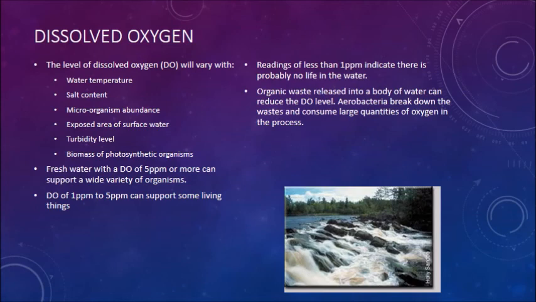And we're going to talk about this in a minute, but organic waste released into a body of water can reduce the dissolved oxygen level. This is because aerobic bacteria break down the wastes and consume large quantities of oxygen in the process. Okay? We've already heard about this. It's getting towards that eutrophication process, and we're about to look at this in more detail.